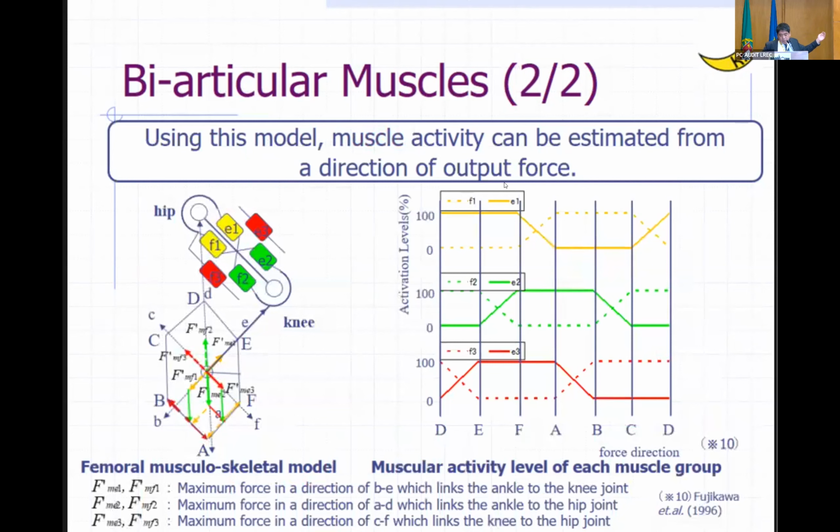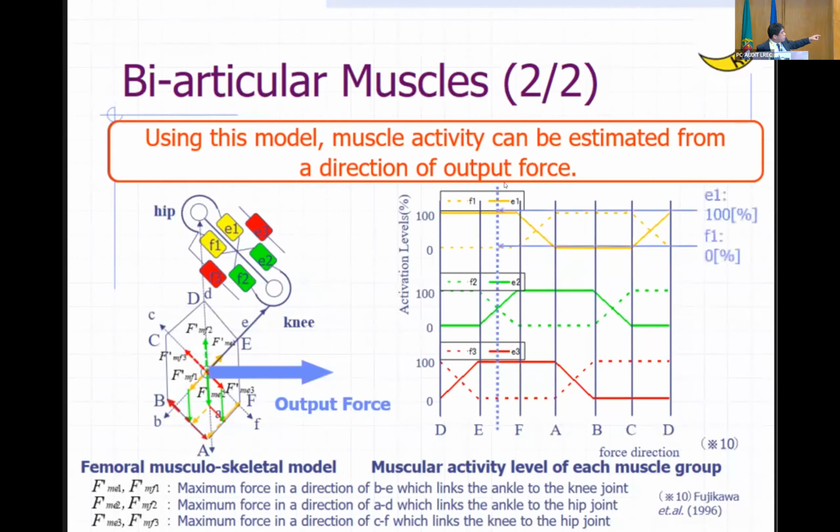Using this model, muscular activity can be estimated from the direction of the output force. For example, if the output force is in this direction, the output is between the E and F positions. So at this position, muscle E1 generates the traction at 100%, and F1 is 0%. E2 and F2 are like this, and E3 and F3 are like this.